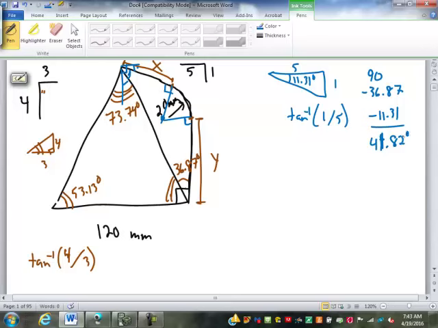41.82. Somebody help me out there. Get close, Richard. Okay, what I'm looking at is this right here, right? What I've done is this.